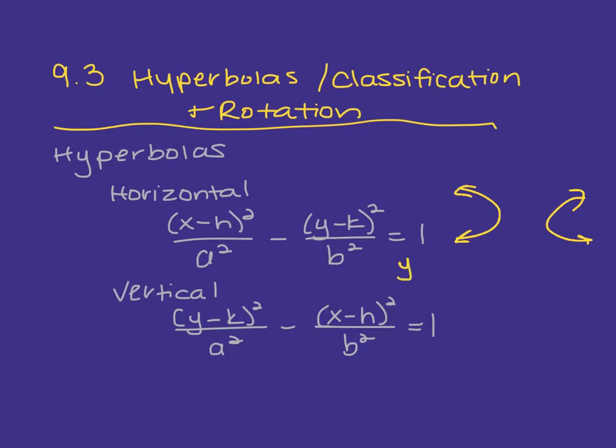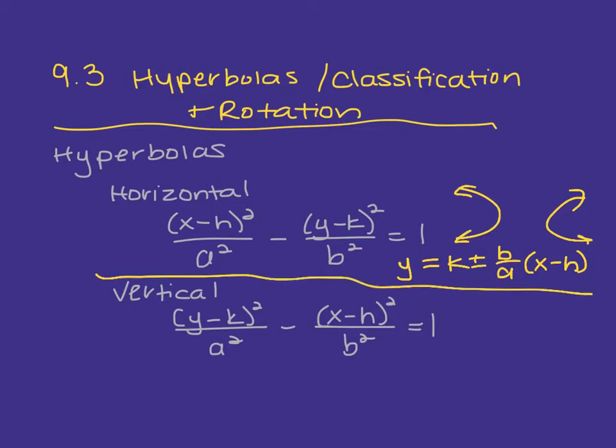And the asymptotes here are y equals k plus and minus b over a times x minus h. That's for horizontal. And then for vertical, so these face up and down, this was y minus k squared over a squared minus x minus h squared over b squared equals 1. And the asymptotes are y equals k plus and minus a over b times x minus h.